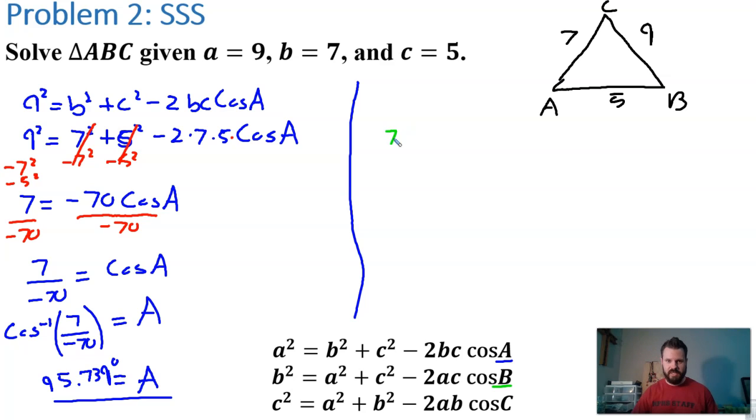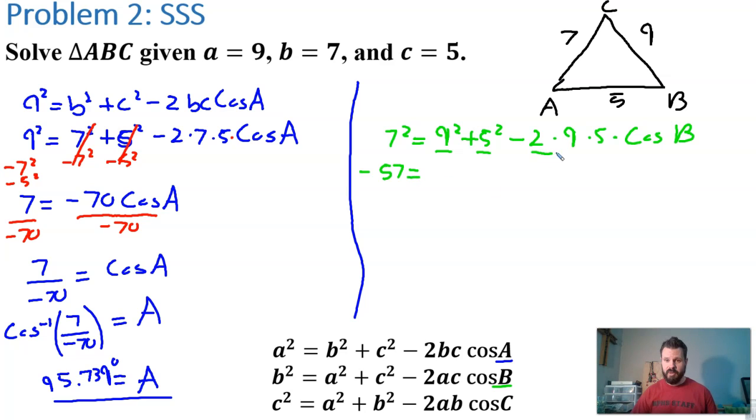So B squared, which would be 7 squared, is equal to A squared plus C squared. So 9 squared plus 5 squared, minus 2 times A times C, so times 9 times 5 times cosine of big B. Okay, again, what I'm going to do is subtract the 9 squared and the 5 squared from both sides of the equation. So 7 squared minus 9 squared minus 5 squared, that's going to give me a negative 57. Is equal to, I'm going to multiply these parts together. Negative 2 times 5 times 9 will be a negative 90.